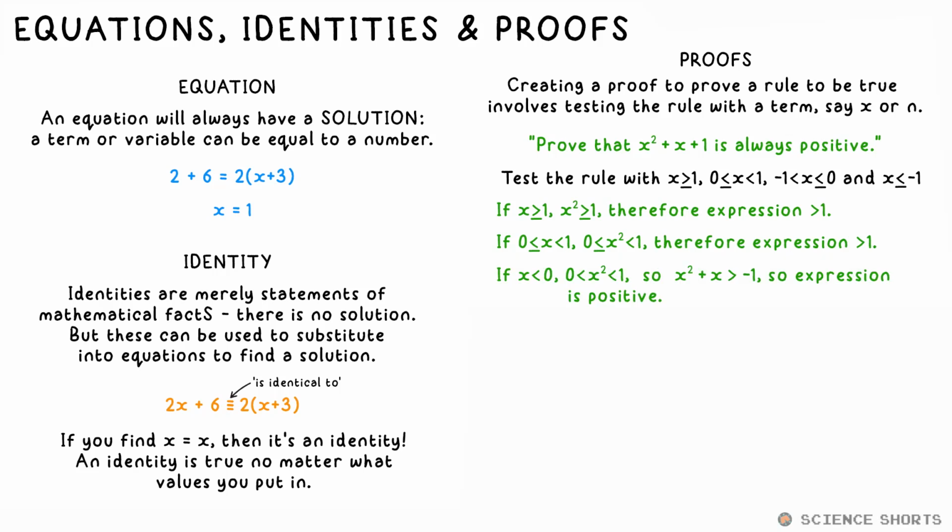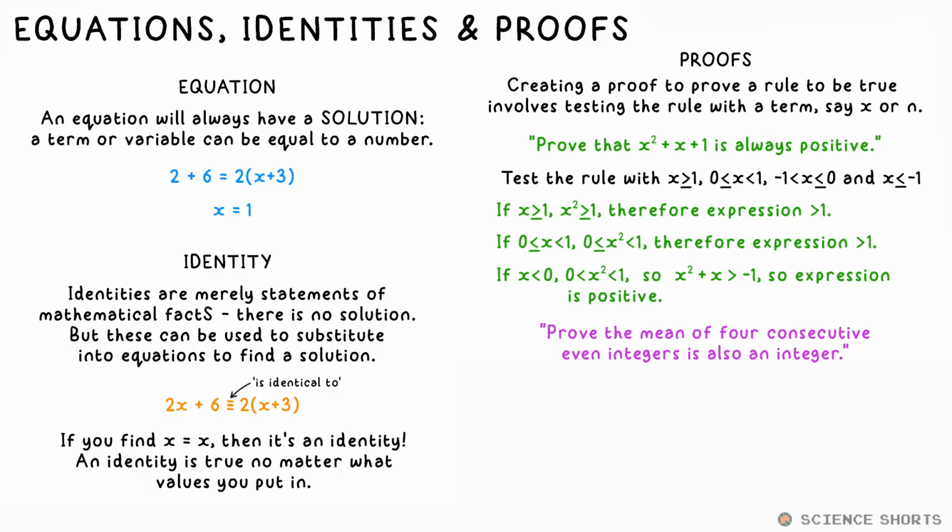If it's between 0 and minus 1, then x squared plus x also ends up being between 0 and minus 1, so adding a 1 on the end will always make it positive. Finally, if less than minus 1, then x squared minus x will always be positive, so the whole thing will be positive. So when asked to create this kind of proof, generally you test it with numbers above 1, between 0 and 1, 0 and minus 1, and then below minus 1. What about this one? Prove that the mean of any 4 consecutive even integers is an integer.